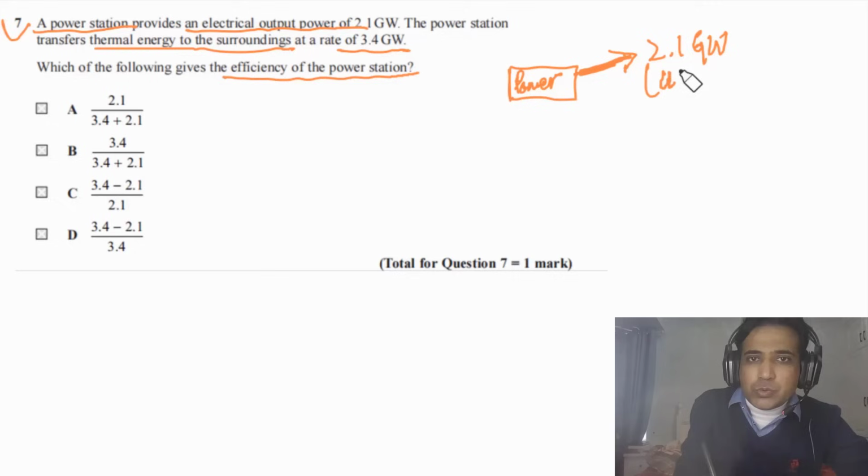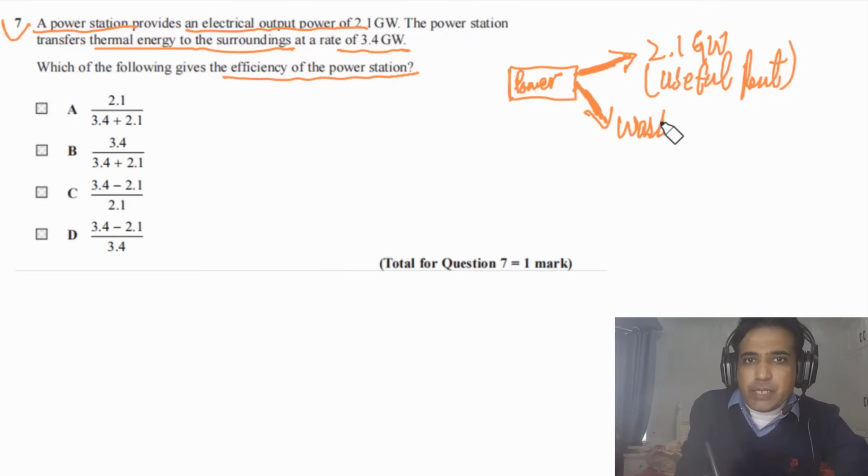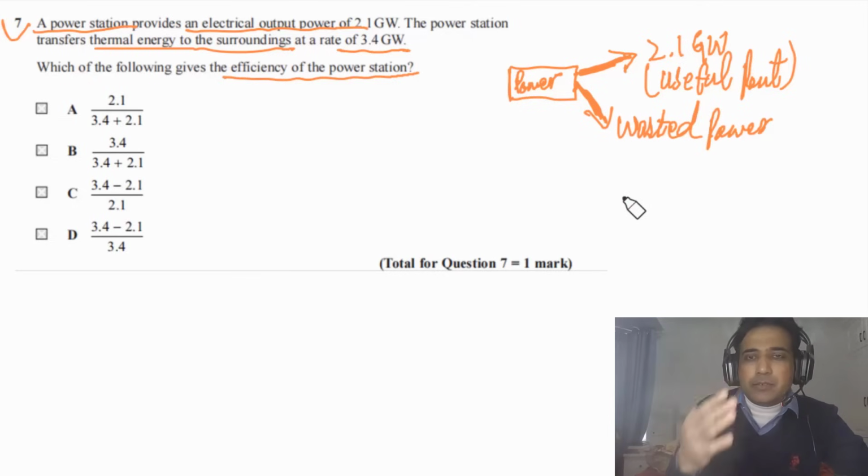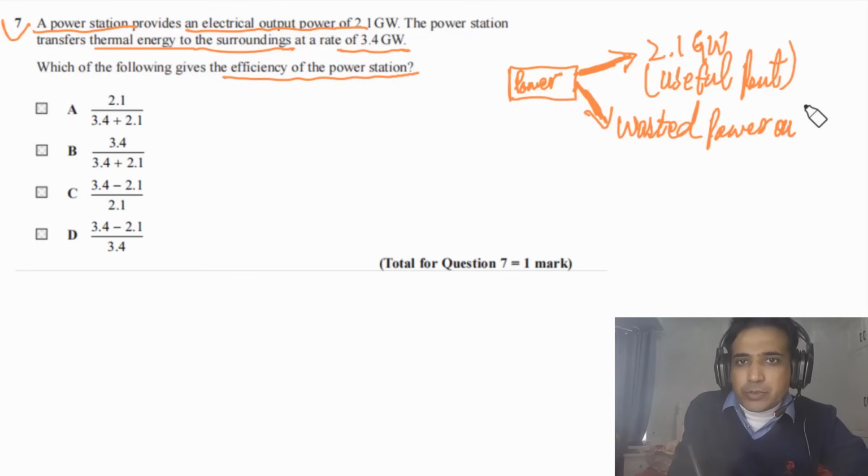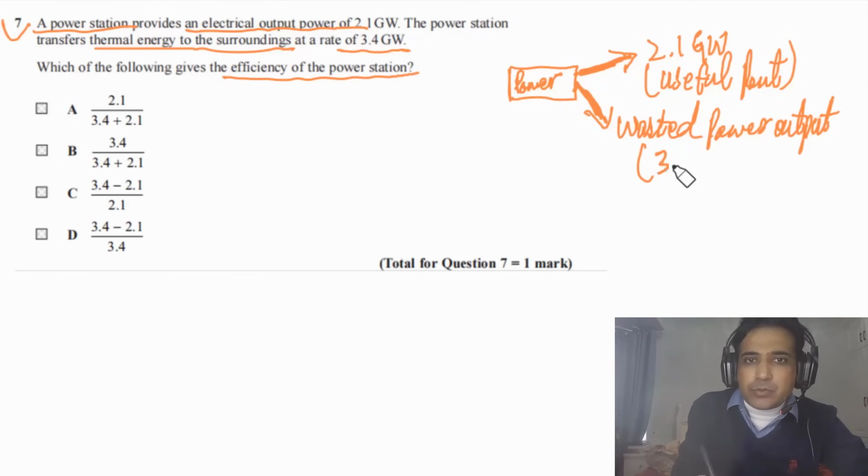So this is the useful P out, useful P out. And we also have dissipated power, or we can say the wasted power. So we have also wasted power converted into thermal energy and transferred to the surrounding. Power output, wasted power output, that is equal to 3.4 gigawatts.